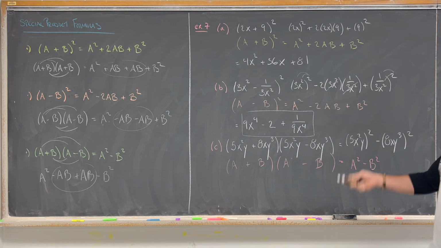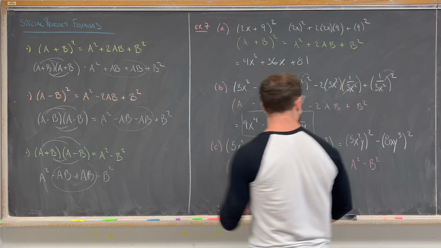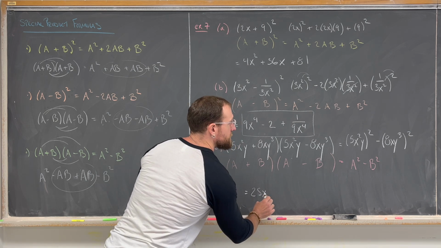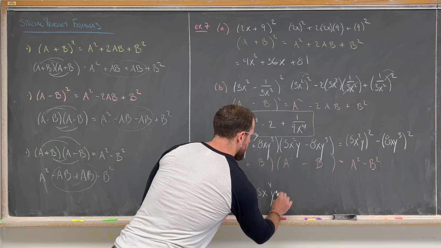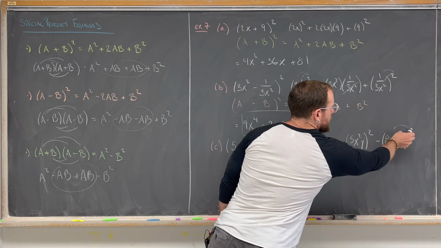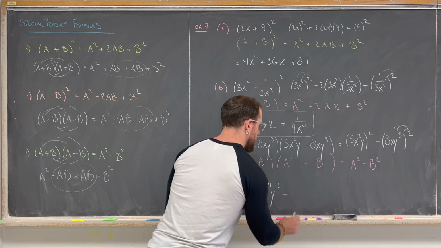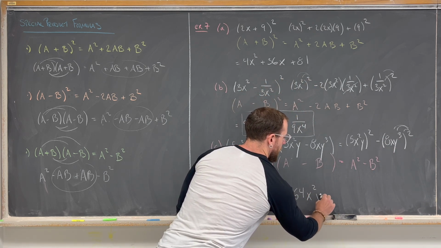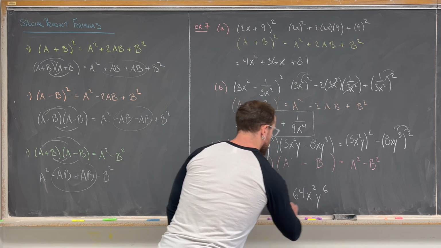And so in my final answer, I'm just going to square those things, so I get 25x to the 4th y squared, minus, I square the 8, I square the x, I square the y cubed, that's 64x squared y to the 6th. And that's my final answer.